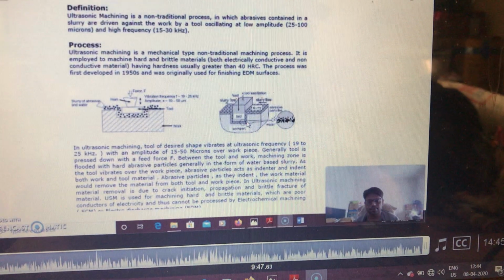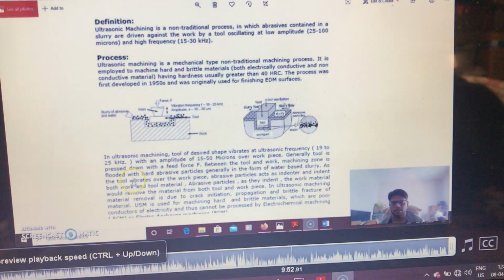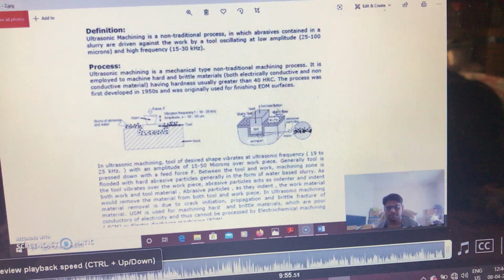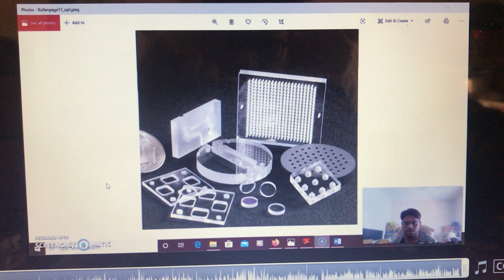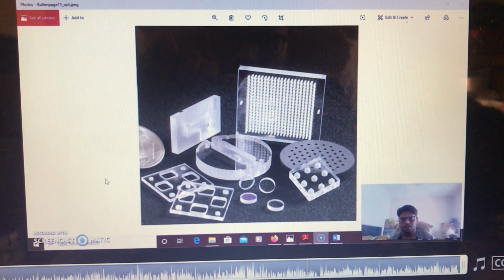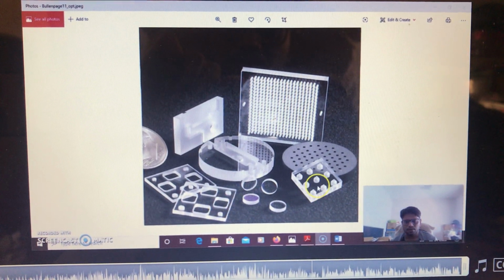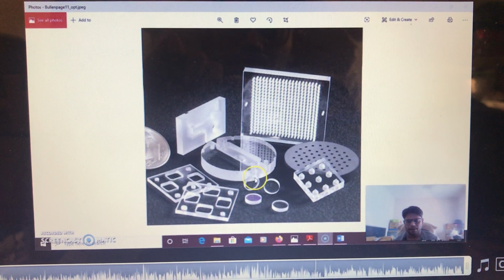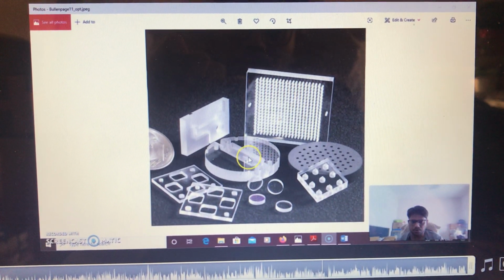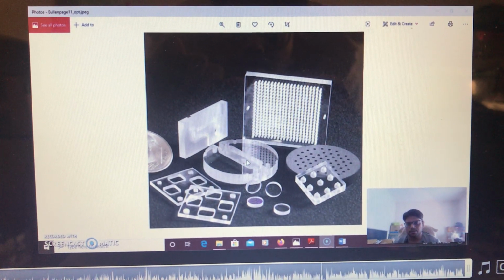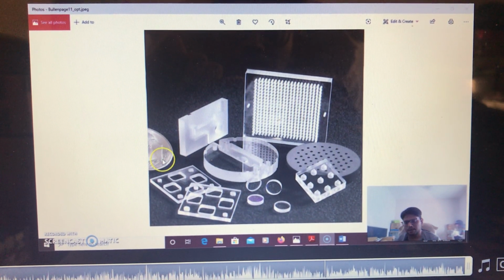Now if you want to create a rectangle, in that case you have to generate a rectangular tool. Here you can see some components which were made by the ultrasonic machine. You can see this square hole. Here we have a circular hole. Here we have a keyway with a different shape. So the same tool shape you have to prepare. That is the main fundamental. Here we have an impression of this human.